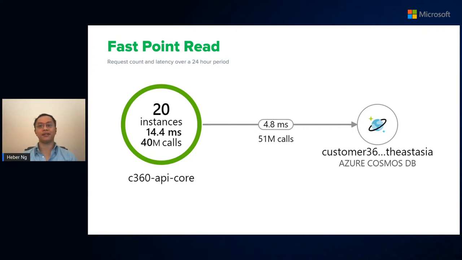And here's a snapshot of the performance metrics that we have retrieved using logs from our instances. As you can see, our daily calls amount to over 50 million per day, but the average time to retrieve data from Cosmos DB is just under 5 milliseconds.